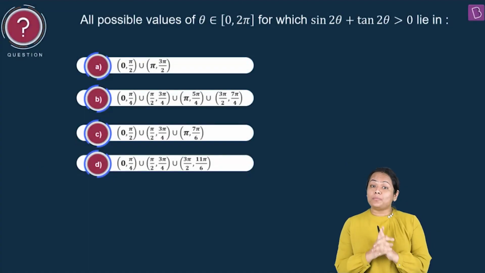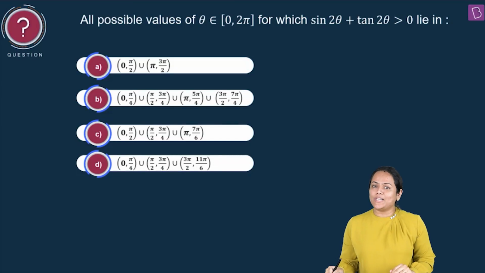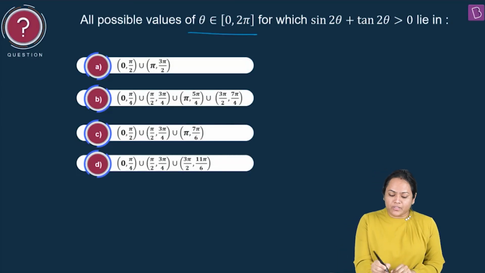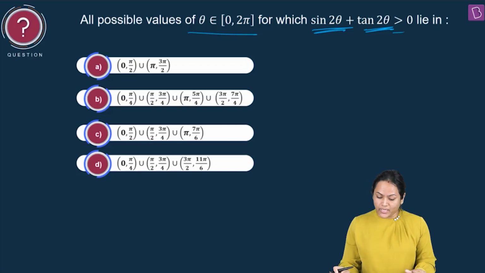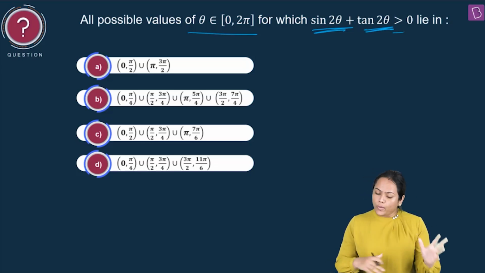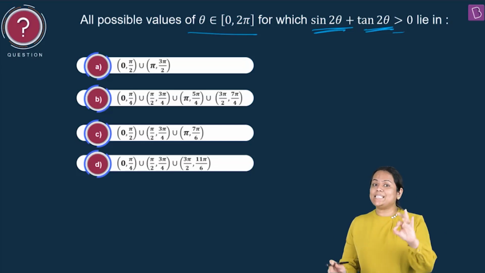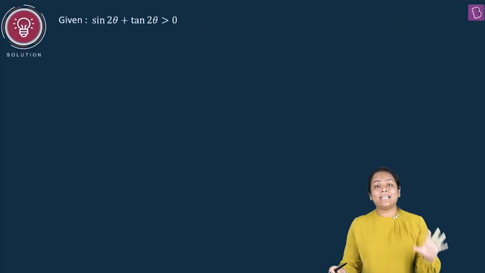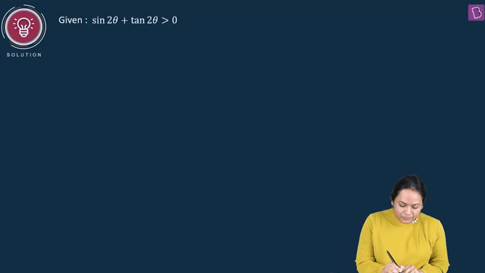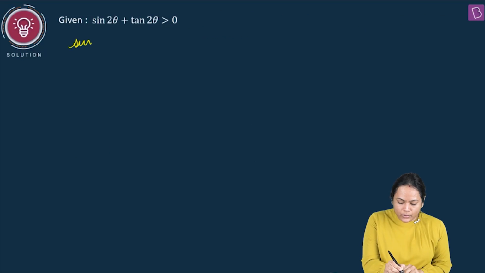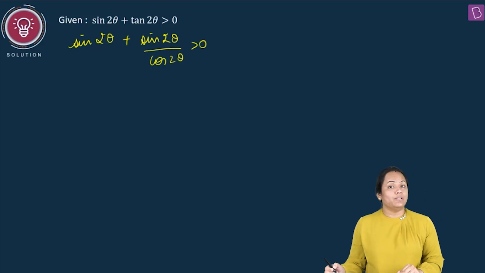Well, the next question is from trigonometric inequalities. Let's see what the question is saying. You have to find values of theta between 0 to 2 pi, for which sine 2 theta plus tan 2 theta is always greater than 0. Okay, so how are we going to solve this out? Well, there are many ways, but the easiest way will be to convert tan in terms of sine and cos and then directly take the LCM. So when I do that, I'm going to get sine 2 theta plus sine 2 theta divided by cos 2 theta greater than 0, right?